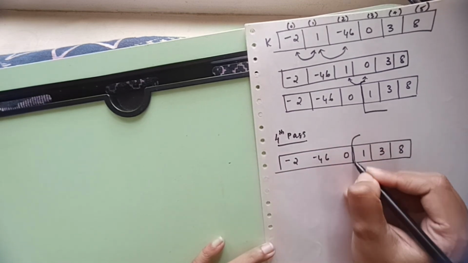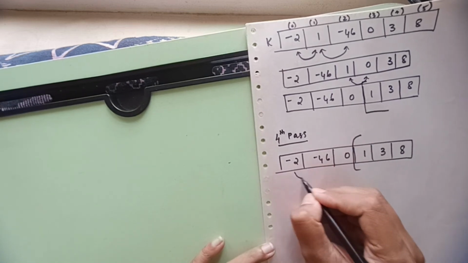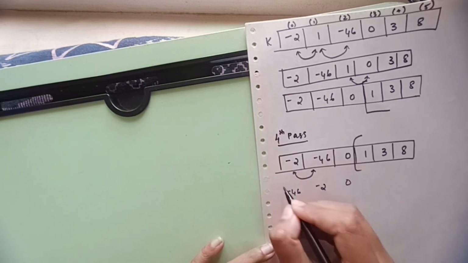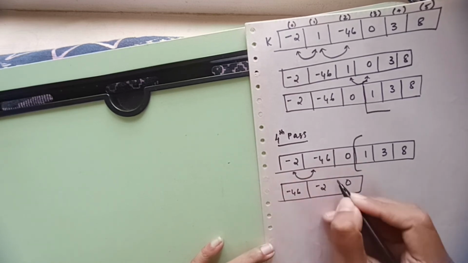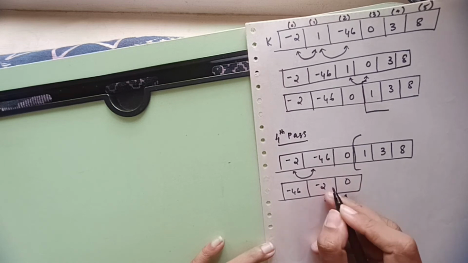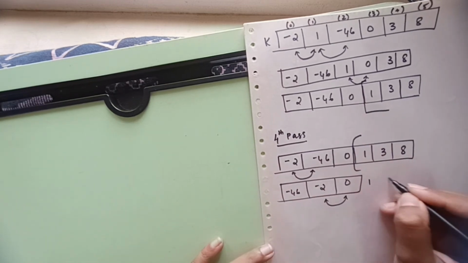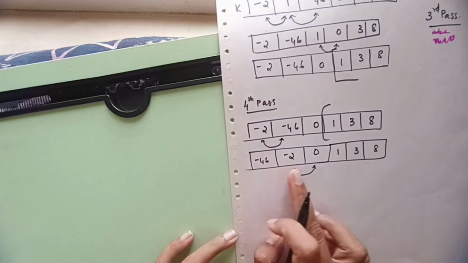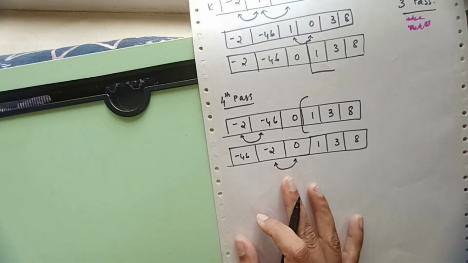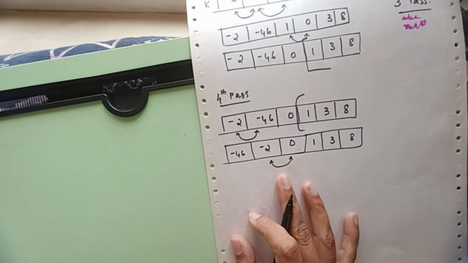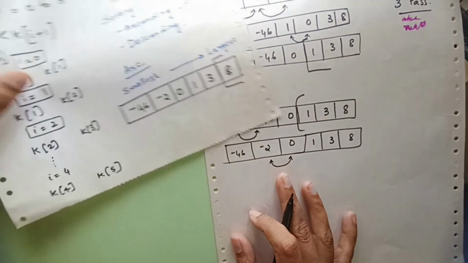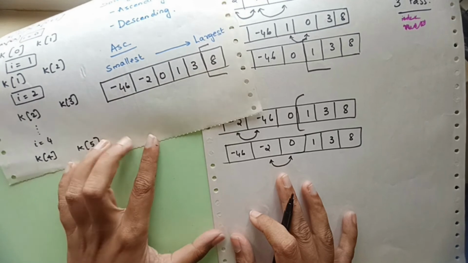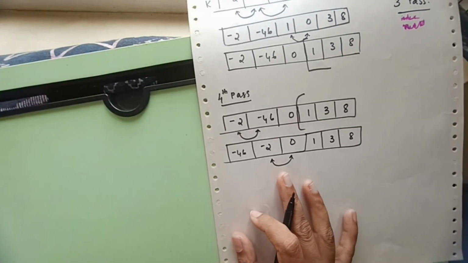We will see this 3. This should be compared with this, and the smallest is -46. So -46, -2, 0. Compare this with this, and the lowest is -2. No need to perform anything. Write the remaining elements, 1, 3, 8. So this is the final output: -46, -2, 0, 1, 3, 8 in ascending order. We will cross check it with the answer: -46, -2, 0, 1, 3, 8. So this is how bubble sorting is done.